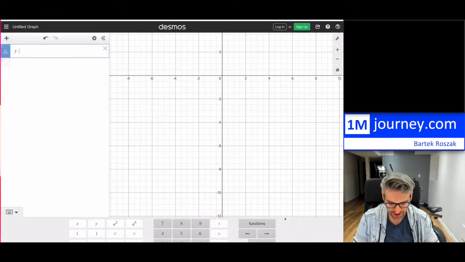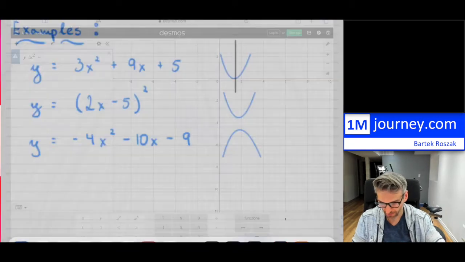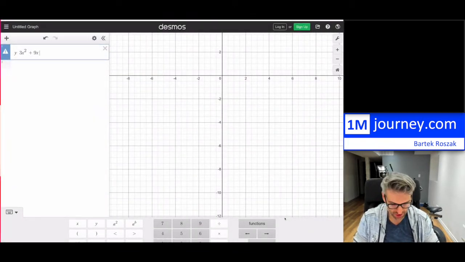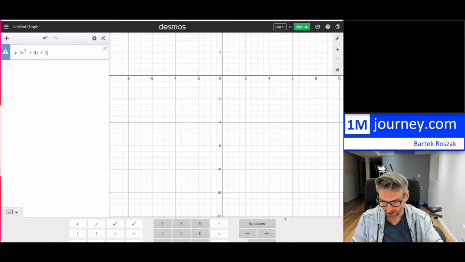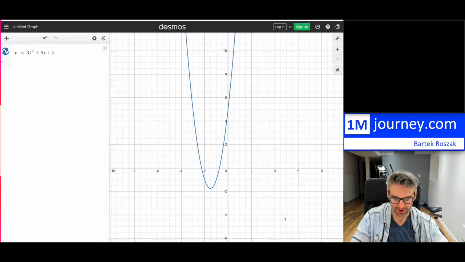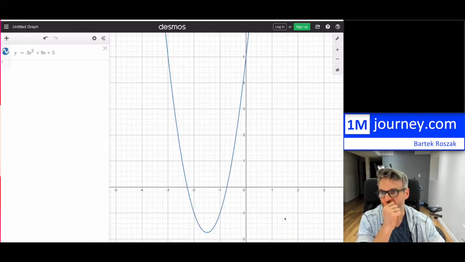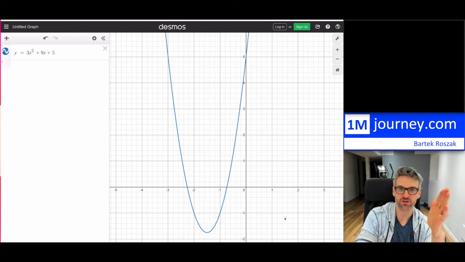I have y is equal to 3x squared plus 9x plus 5. And if I graph this, there it is. So that's a parabola that we have. I'm going to stretch it out here. And we do notice the symmetry line. Now notice that it is shifted, right? It's not exactly on the y-axis, so it's being shifted.